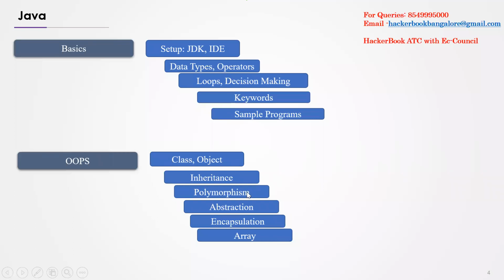Polymorphism. You are going to write some function, but with the same name of that function, you are going to implement multiple logics or multiple input arguments. You can put different kinds of input arguments. That is called polymorphism. Abstraction. What is meant by abstraction? Basically, you are going to hide some functionality. That will be done with the help of abstraction.